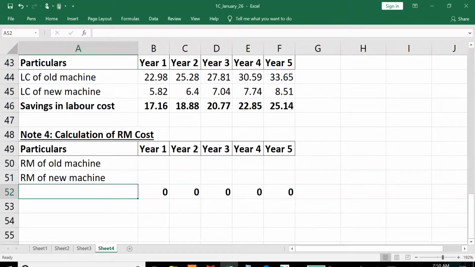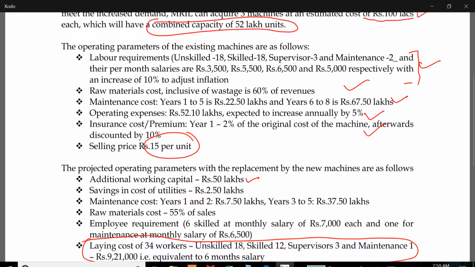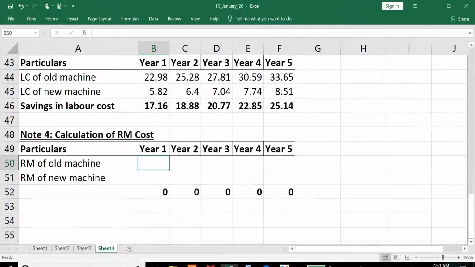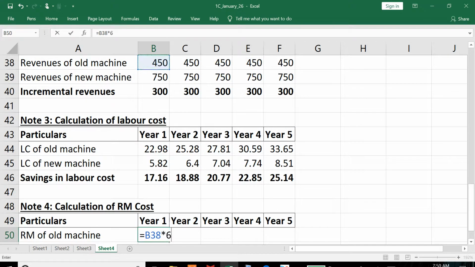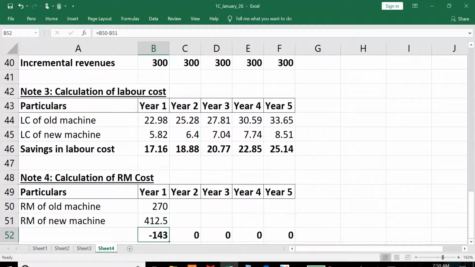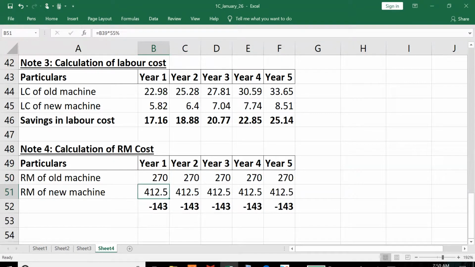What's the raw material cost of the old machine they have mentioned? Listen, it is 60% of revenue. The new machine is how much? 55%. It may look like there is a saving, but no, because your sales is also going up. So this is 60% of 450 and the next one is 55% of 750. That's why we wrote both, and there is no saving. I am going to incur extra cost.